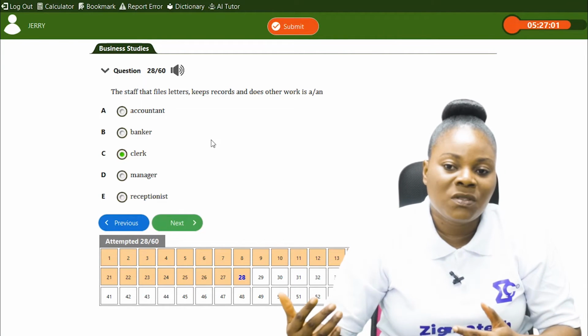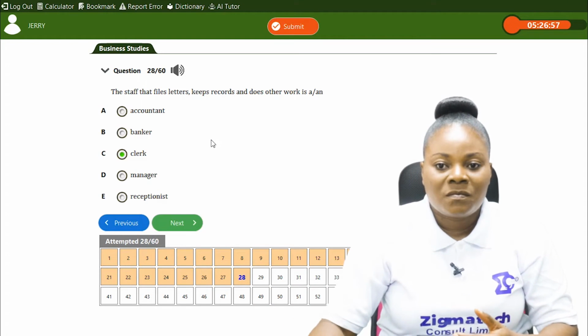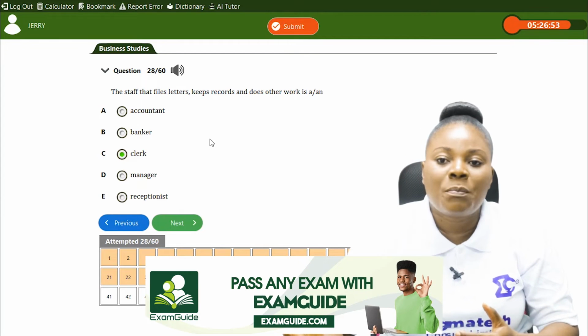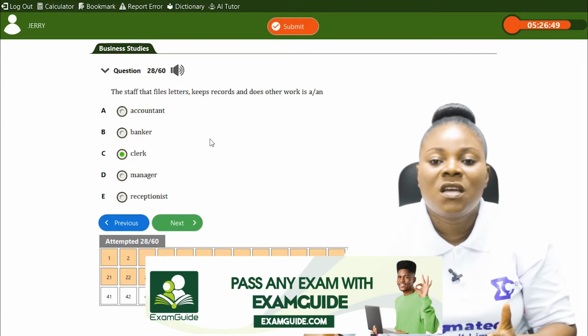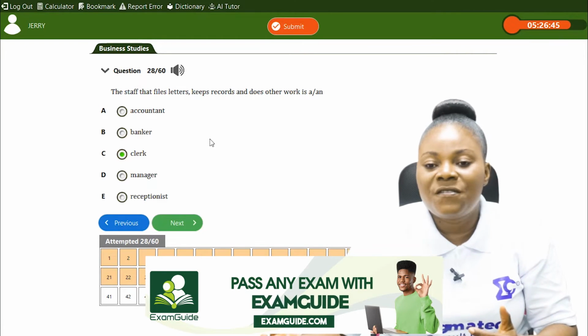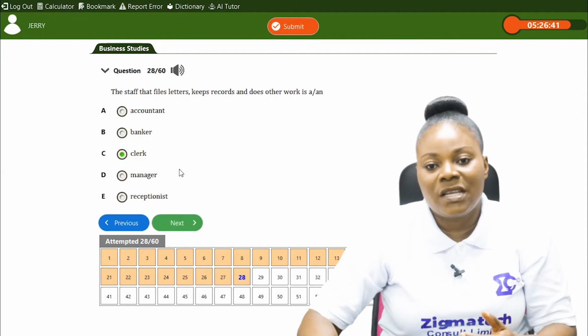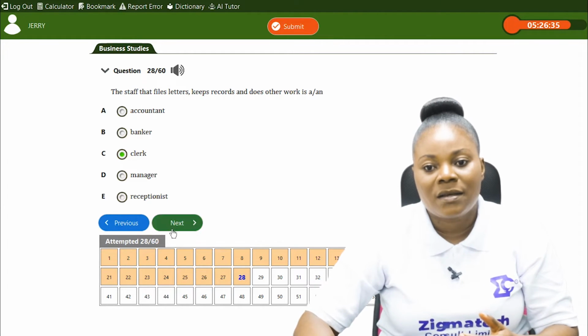And what are the examples of these routine jobs? Filing of letters, keeping of records, arranging the cabinet, photocopying of documents. They also do things like going to the post office to retrieve letters and also take letters for postage. So the correct answer is option C, a clerk.